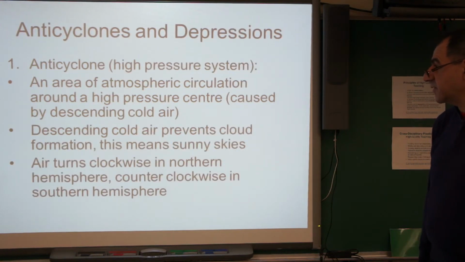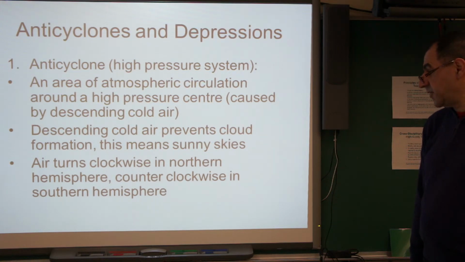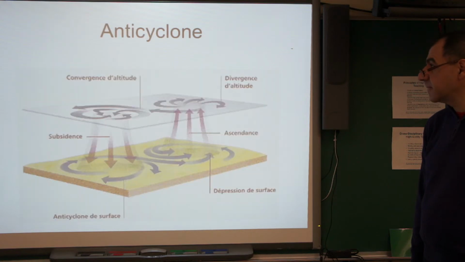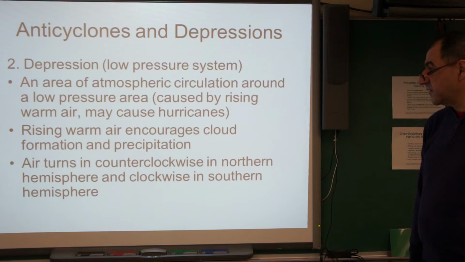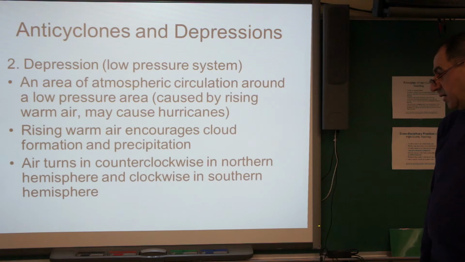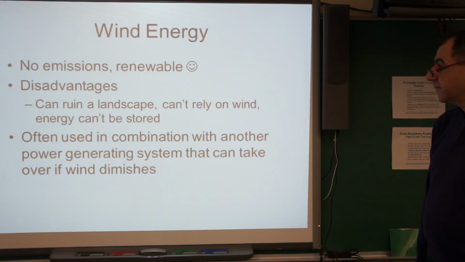An anticyclone is a high-pressure system, an area of atmospheric circulation around a high-pressure center caused by descending cold air, preventing cloud formation, which means sunny skies. An anticyclone means good weather, whereas a depression is a low-pressure area, an area of atmospheric circulation causing rising warm air, which may cause hurricanes, and encouraging cloud formation and precipitation.